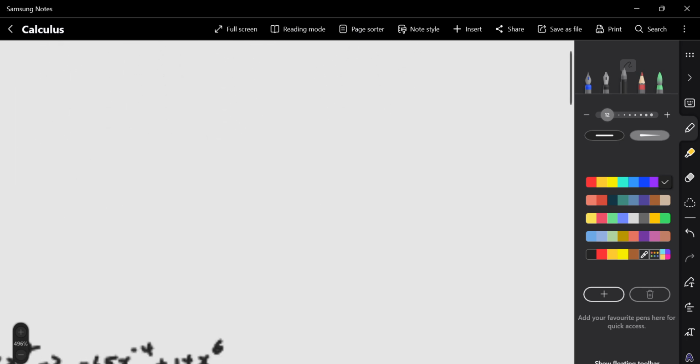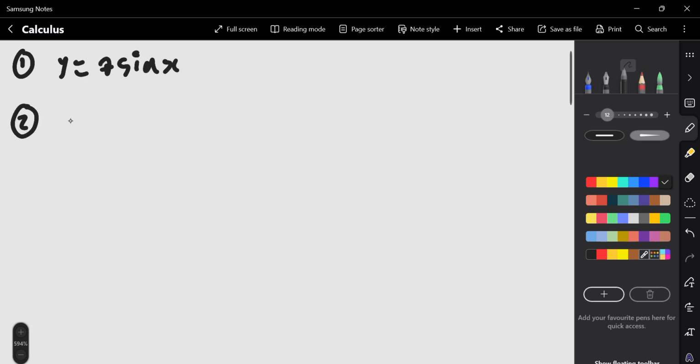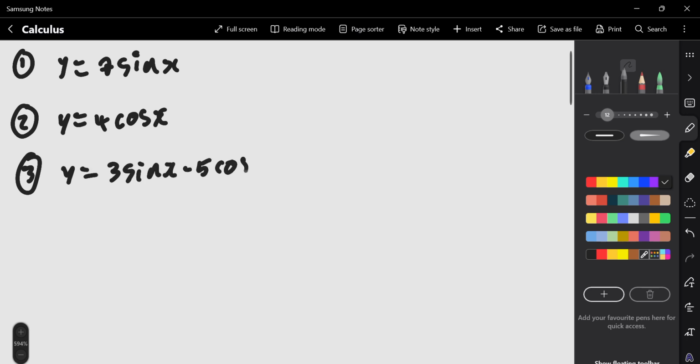And let's do some questions on this. We're only going to do a couple, and you just have to be careful of what's going to happen to the pluses and the minuses. So let's go for number one. You can try these, and I will go through them. Let's go y equals 7 sine x. Number two, let's go for y equals 4 cos x. Number three, let's go y equals 3 sine x minus 5 cos x.